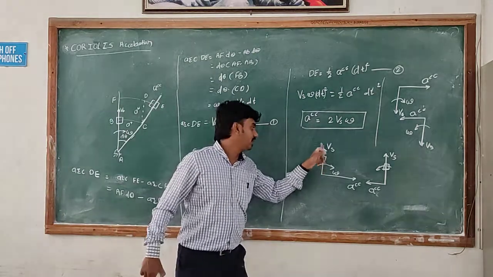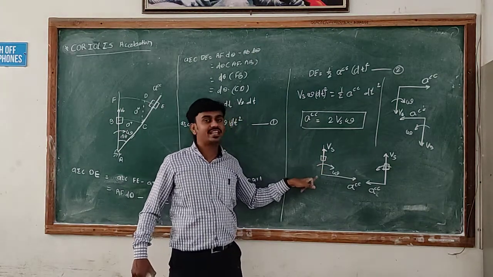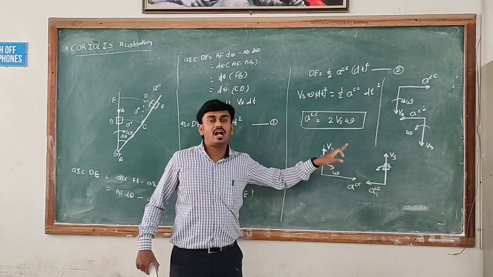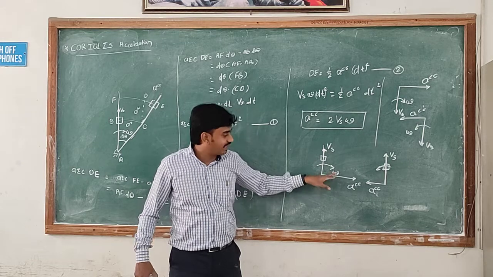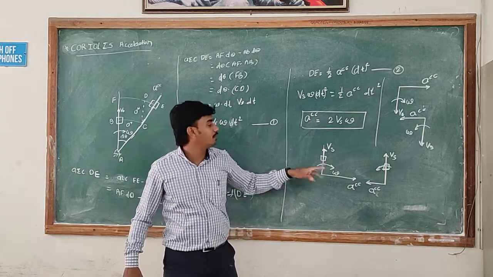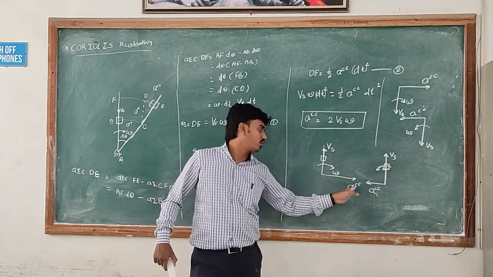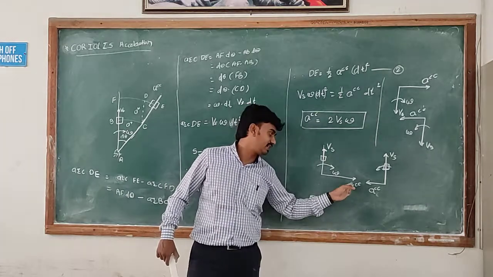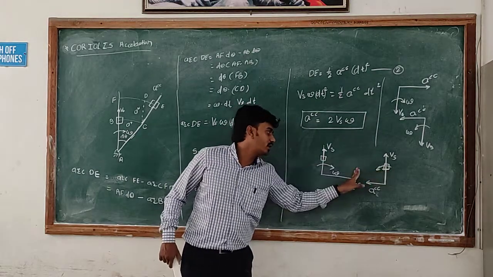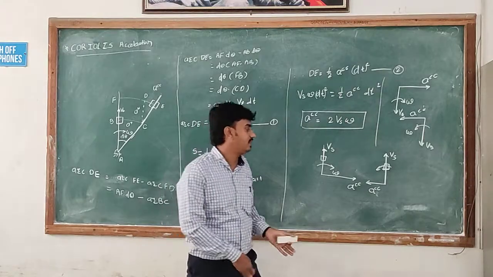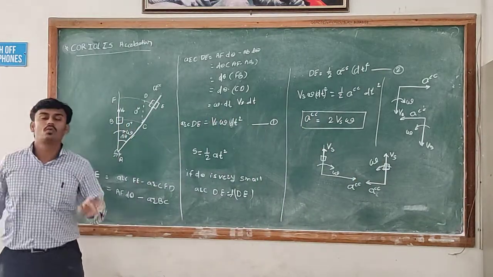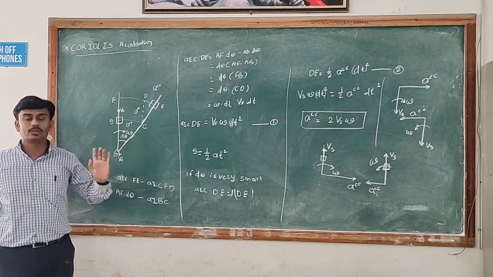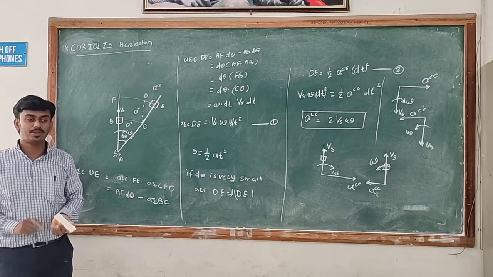Means if this is a link, then its direction is perpendicular to the link, and here it is decided by the direction of omega. If omega is clockwise, therefore ACC is in this direction. If omega is rotating in this direction, then ACC is in this direction. In this way, we can find out the Coriolis component of the acceleration, its magnitude and direction. Okay. Thank you.